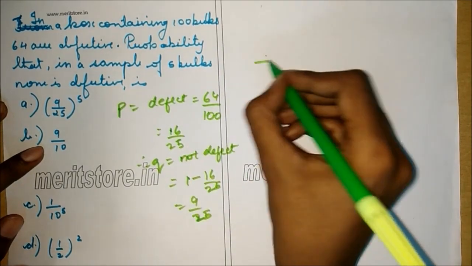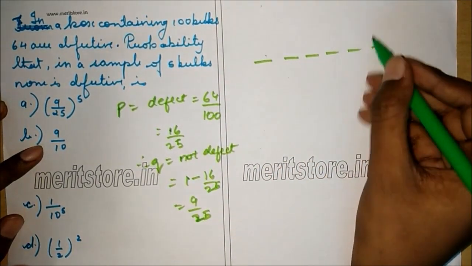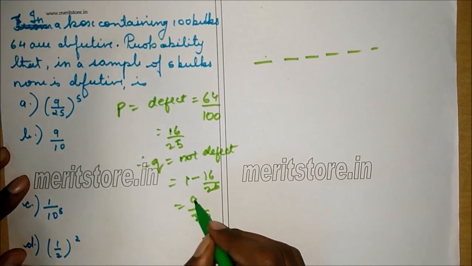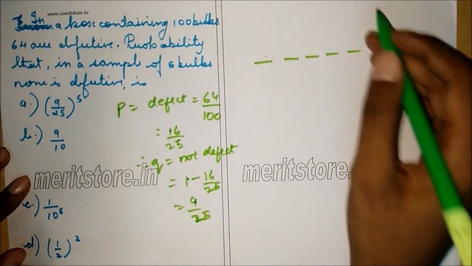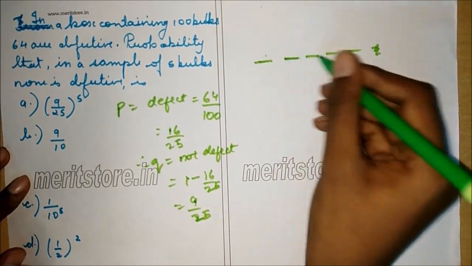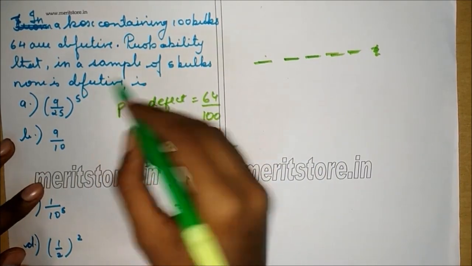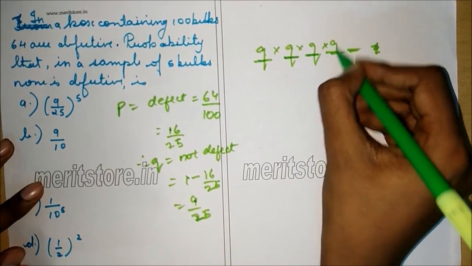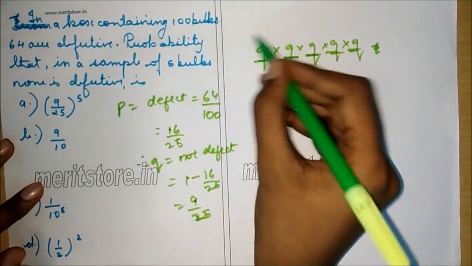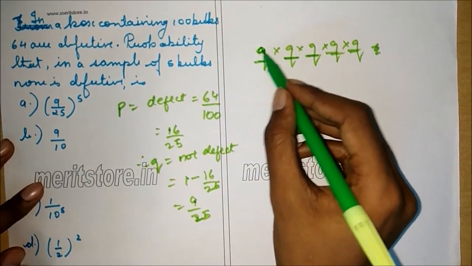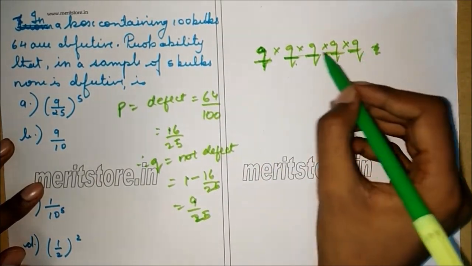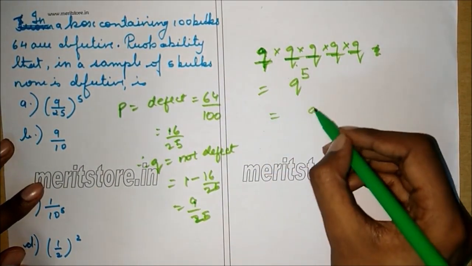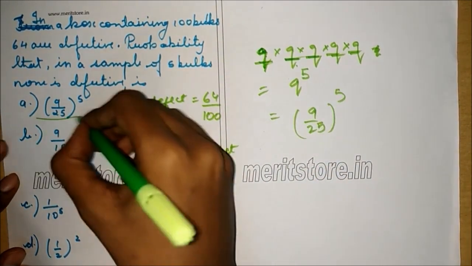So we have to find, out of 5 bulbs, none are defective. So the probability for a single bulb to not be defective is 9 by 25. So this should be happening 5 times. Since none of the bulbs should be defective, we'll multiply it 5 times. So this will be Q into Q into Q into Q into Q. This is the probability that none out of the 5 bulbs will be defective. So this can be written as Q raised to 5, which is equal to 9 by 25 raised to 5, which is option A.